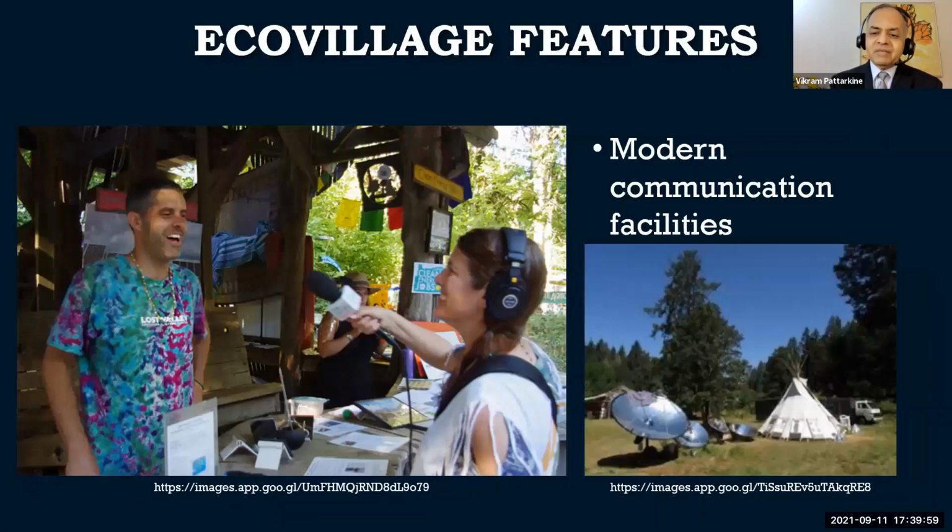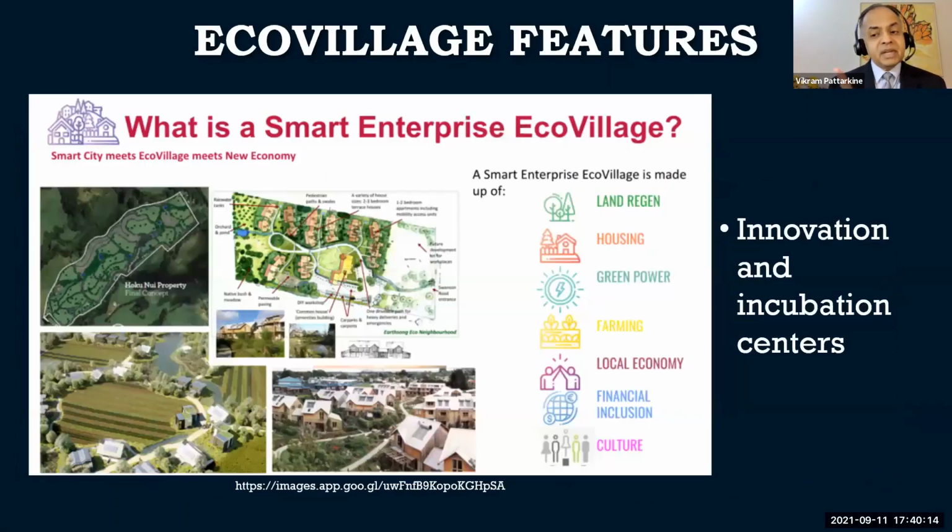Of course, it should have modern communication facilities, because even if we live in an eco-village, we are living in an eco-village of the 21st century, right? It should have modern communication facilities so that we can talk to the rest of the world. But they should be run on renewable energy.